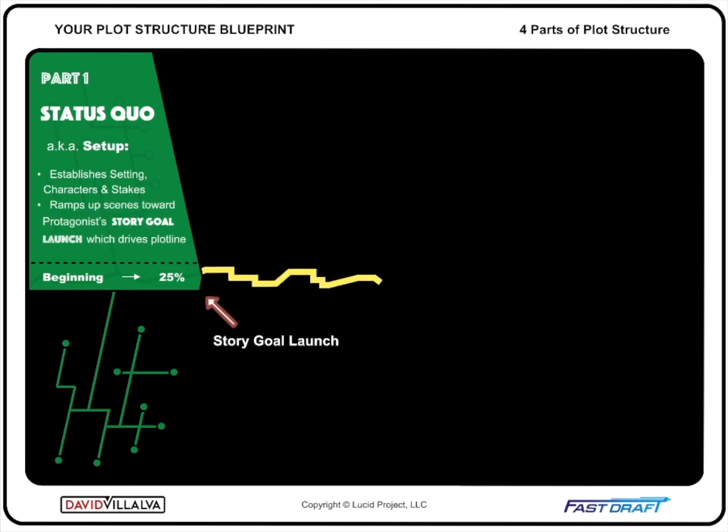And I'm talking about your story goal launch. You know what a story goal is. It's the one primary objective that your protagonist wants to achieve throughout the story. At the end of part 1, status quo, the setup, is where you're going to actually execute your story goal launch. You're going to make it crystal clear to your reader exactly what your protagonist wants. Because as you can see there, all the scenes inside the setup are ramping up to that one moment.